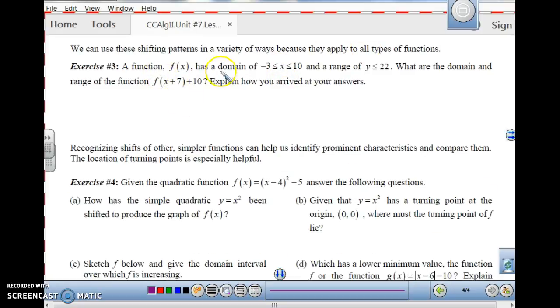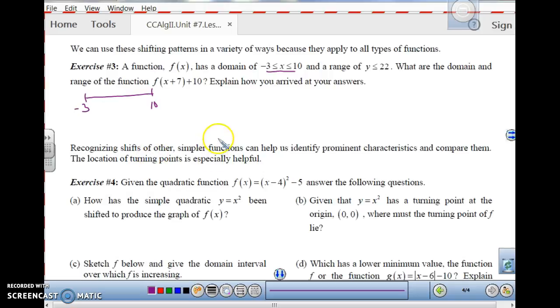All right, a function f of x has a domain from -3 to 10 and a range of y less than or equal to 22. What are the domain and range of the function f of x plus 7 plus 10? Okay, so the domain is the x values. How did the x values change? Well, the x values went from -3 to 10 for your domain.